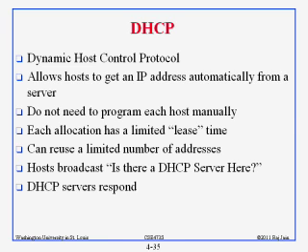All right, so let's see. We finished everything on this slide. Dynamic Host Configuration Protocol allows a host to get an IP address automatically from a server. You do not need to program each host. Each host has a lease time, can reuse a limited number of addresses, and the host broadcasts: is there a DHCP server here? So how do you find a DHCP server? That's a multicast address. So you send your message to that multicast address, and anybody who is listening to that multicast address is hopefully a DHCP server, and will respond saying I'm here and here is your IP address.